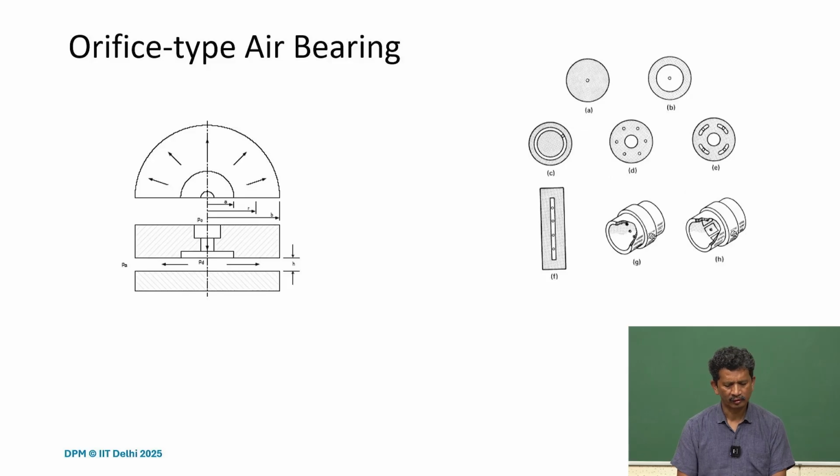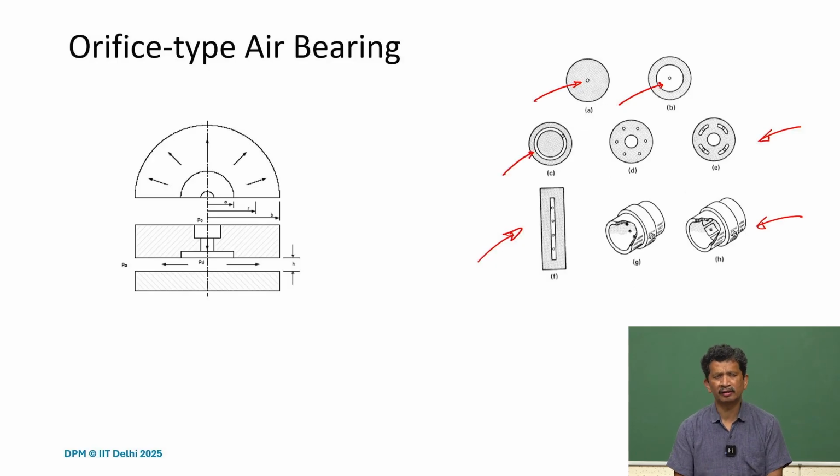As I mentioned earlier, and it's clear from here also, we can see different geometries. It can be circular, it can be rectangular, it can even be journal bearings, and then there can be orifices, and you can see orifices here. There can be pockets, and there can be grooves also. So there are different combinations, and they can be embedded on the bearing surface itself.